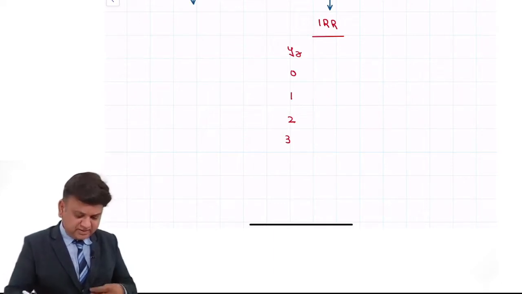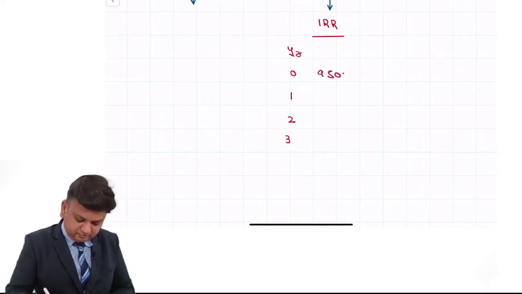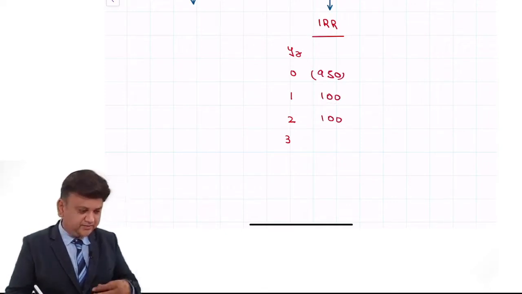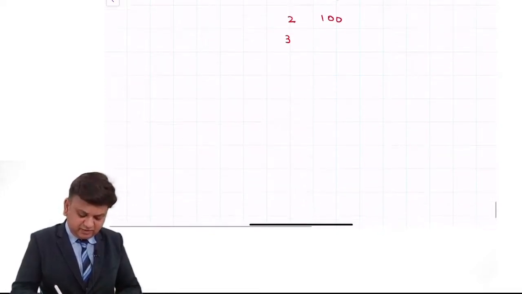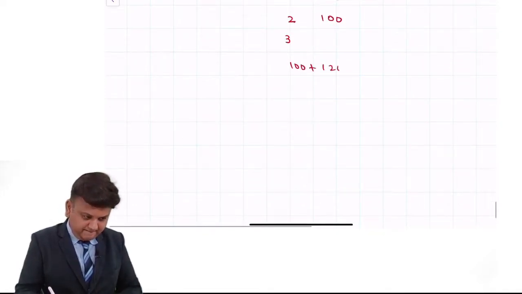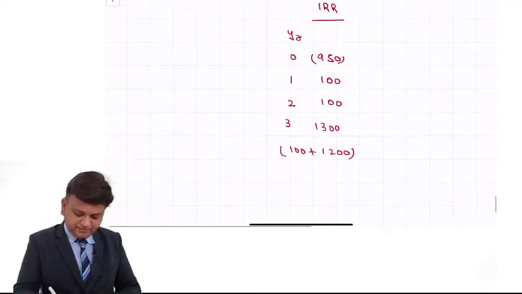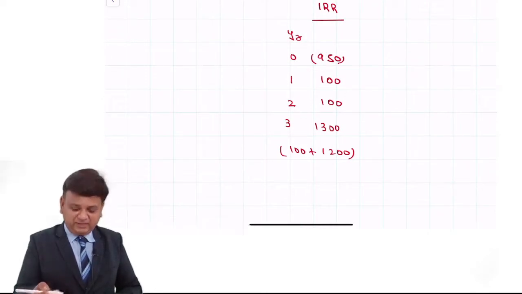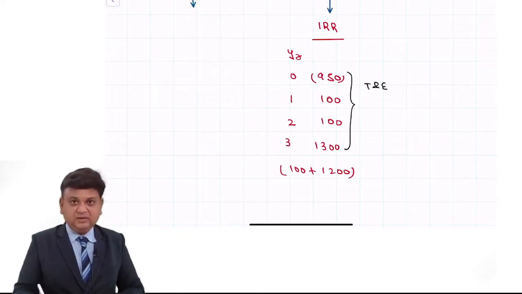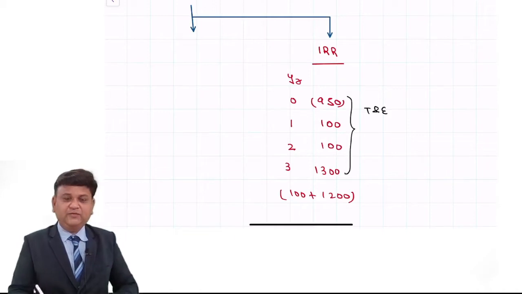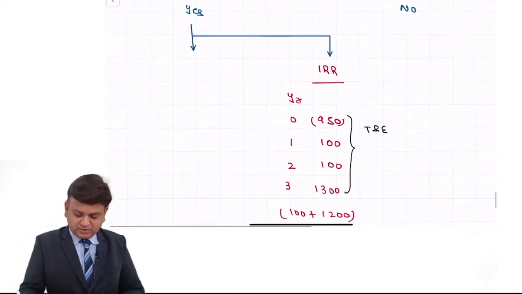So investor is going to buy the security at rupees 950. He will receive in the first year 100, second year 100, and last year investor will receive like 100 rupees of the preference dividend, plus he will receive the redemption value of 1200. So the total cash inflow will be 1300 in the third year. By using trial and error method, we have to compute internal rate of return.